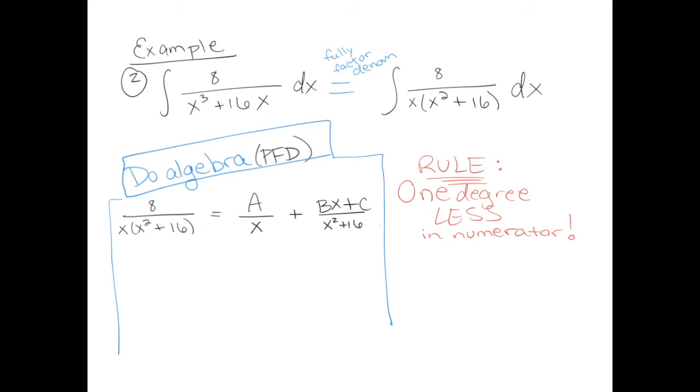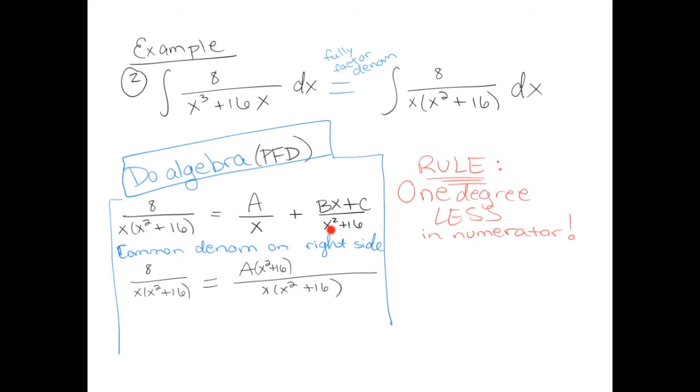The algebra is exactly the same as it was on the previous slide. First, we have to get a common denominator on the right side of the equation. This first fraction is going to get multiplied times x squared plus 16 over x squared plus 16. And this second fraction is going to get multiplied times x over x. Now we've got the same denominator appearing on the left and the right. This will happen in every single partial fraction decomposition problem. If it doesn't happen, then you did something wrong. Because these are the same, they can cancel out, and we're left with just the numerator equation.